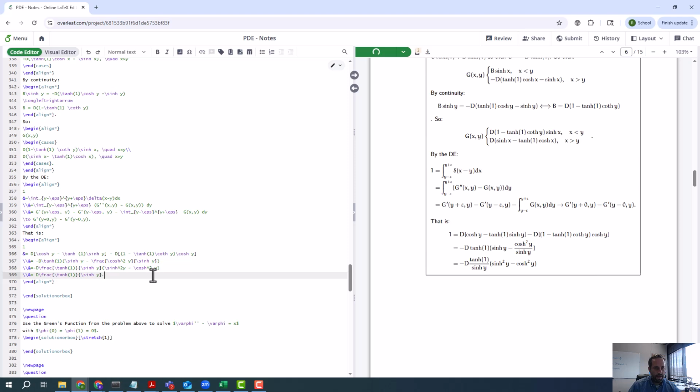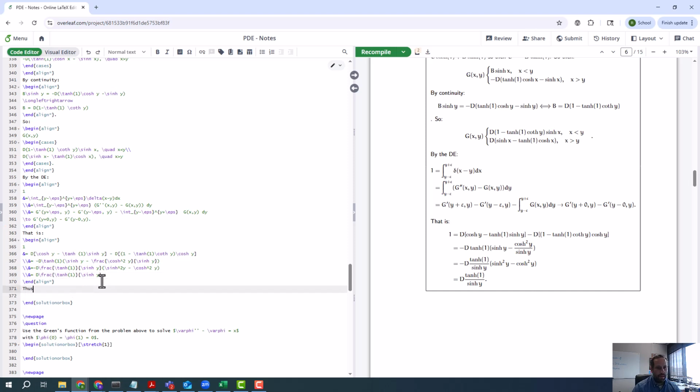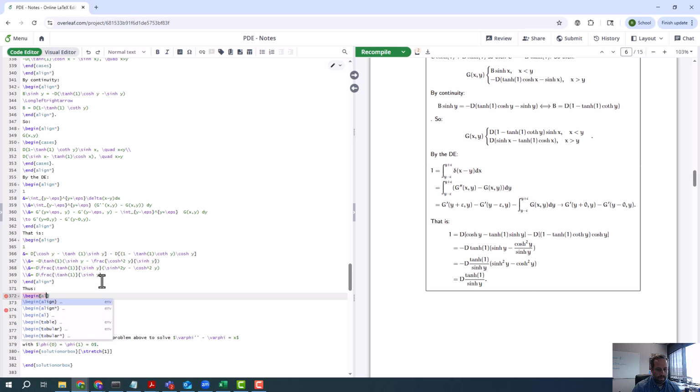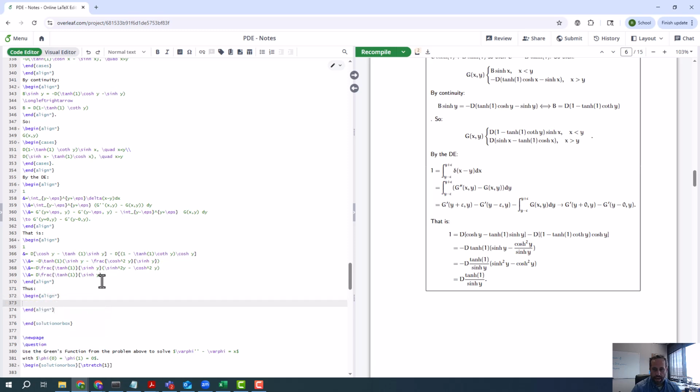Okay. And so now 1 is equal to that. We can now solve for d. Thus, what are we going to get here? We're going to get d is equal to sinh y over tanh 1. Sinh y over tanh 1. That is what d is equal to.